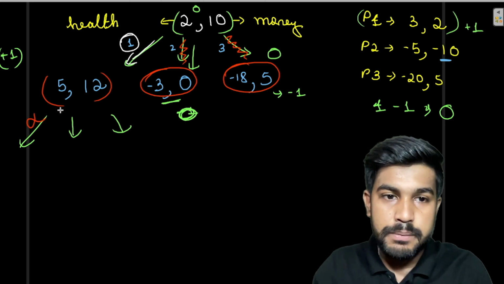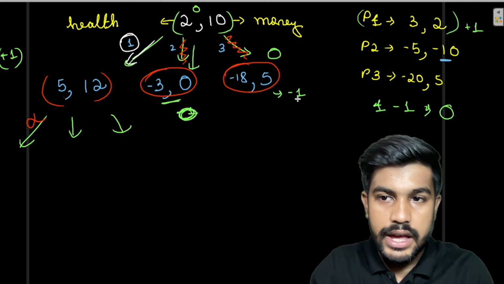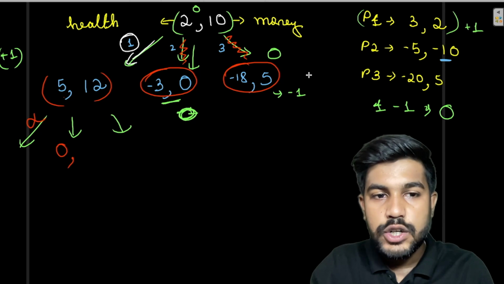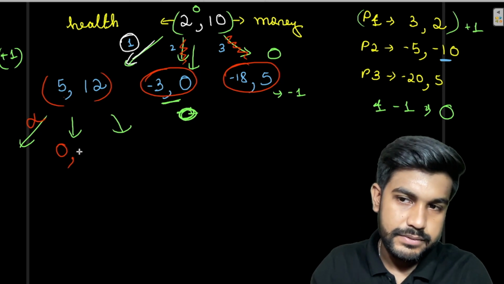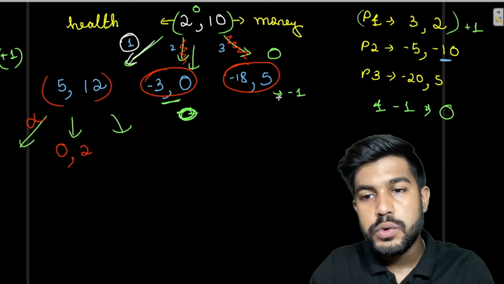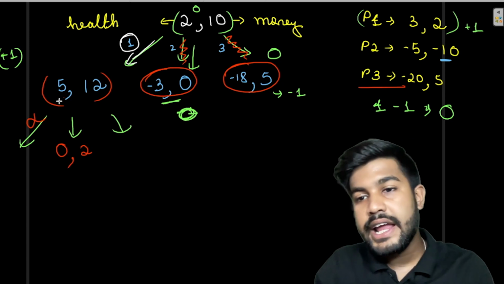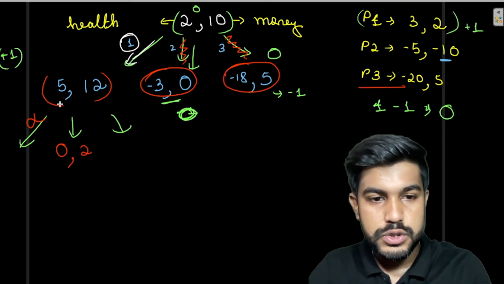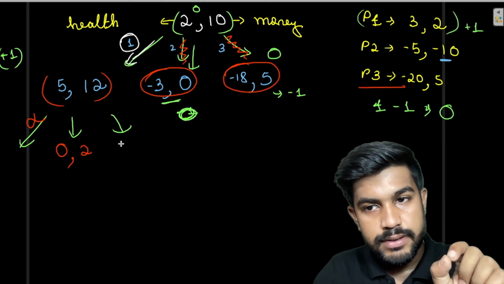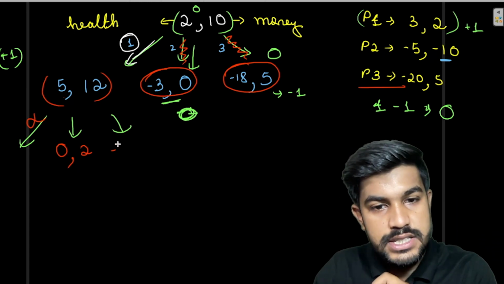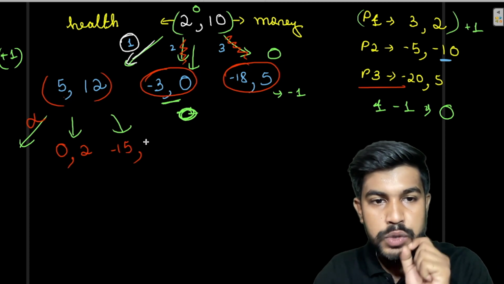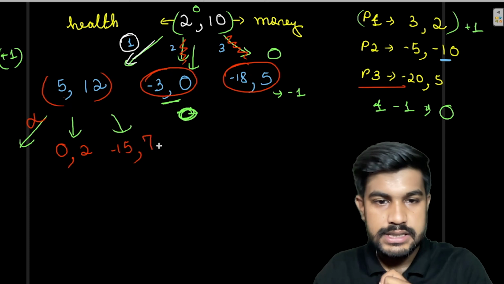If we try to use the second path, this would become 5 and then negative 5. Okay, that is 0, and then 12 and then negative 10. That would give me a value of 2. And if we use the third path, that would become 5 and negative 20, which is negative 15, and this would be 12. It would decrease by 5. That is 12 minus 5 is equal to 7 would remain.